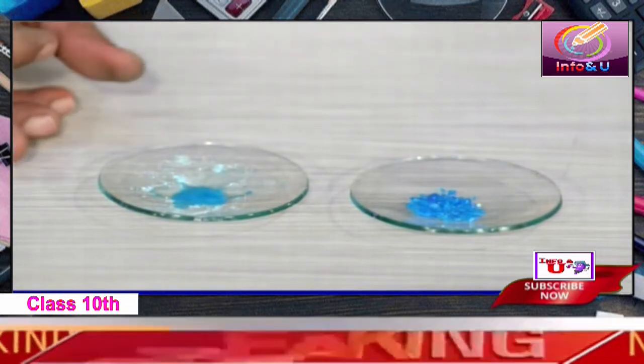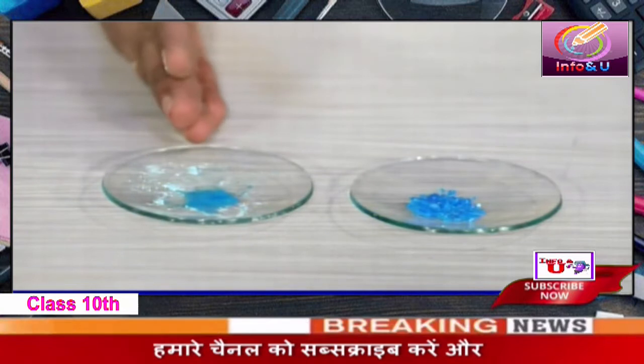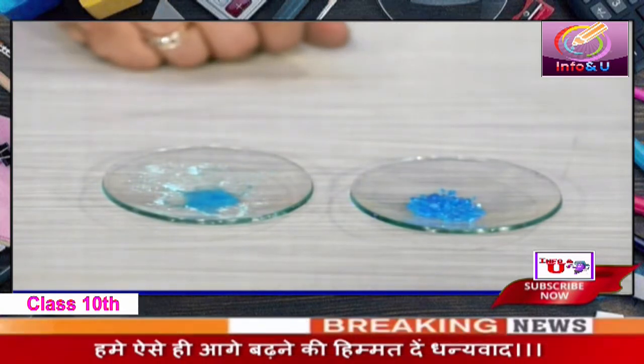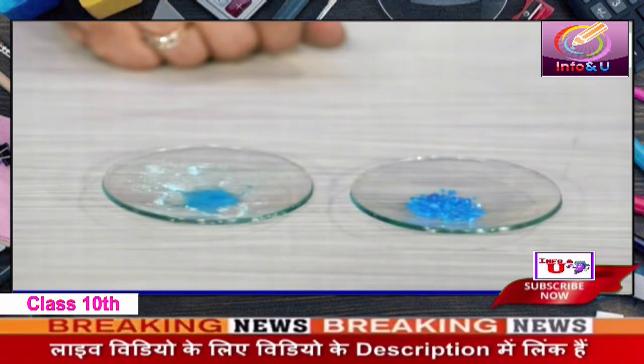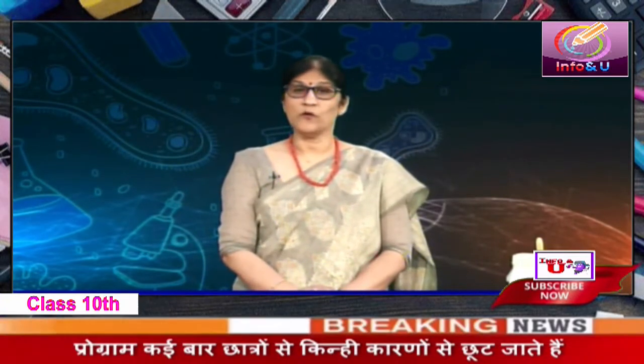Is that magic? No, it is chemistry, because hydrated copper sulfate is blue and anhydrous is white. When we put water back, it becomes hydrated and the color is restored. So, we have now studied 2 salts which possess water of crystallization. One was washing soda, that is Na2CO3.10H2O.